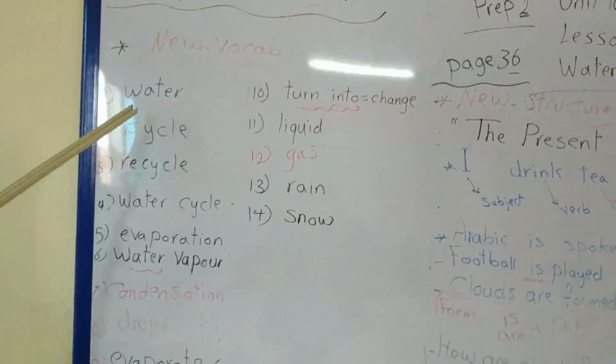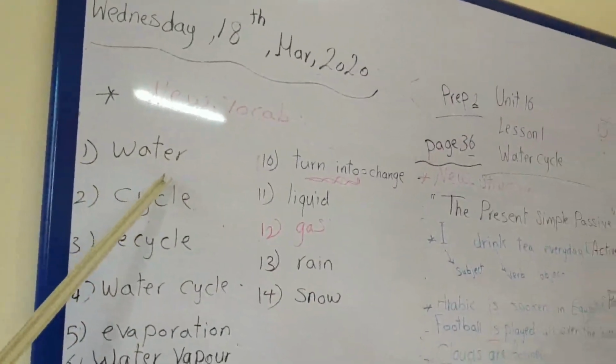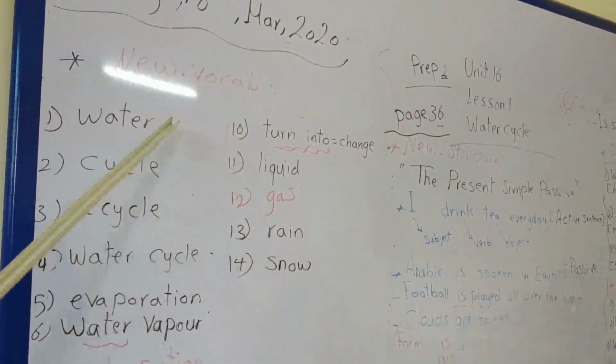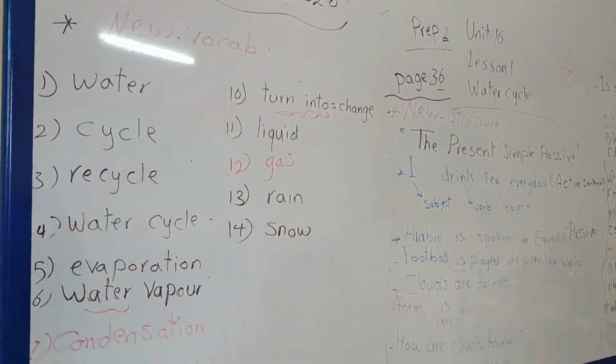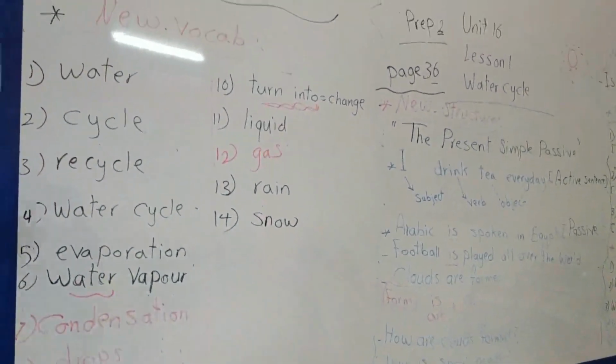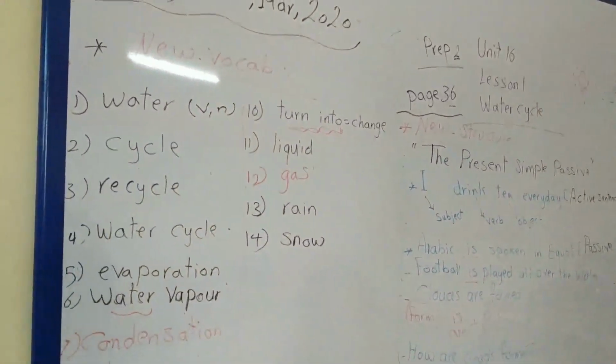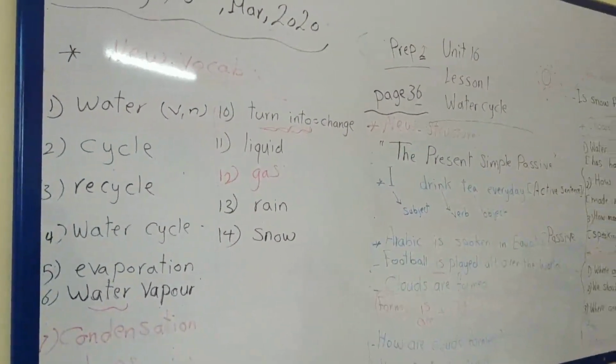What is the meaning of the word water? All of us know the word water. We drink water. We water the plants. So it's a verb and a noun. What is the meaning of the word cycle?